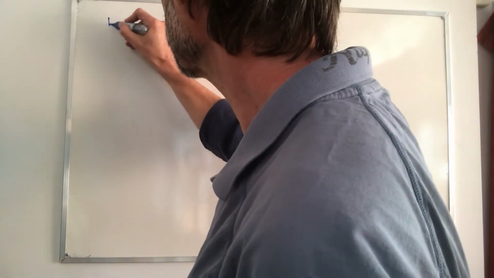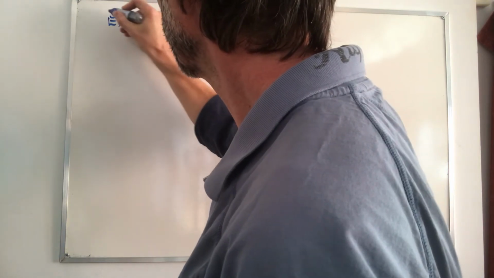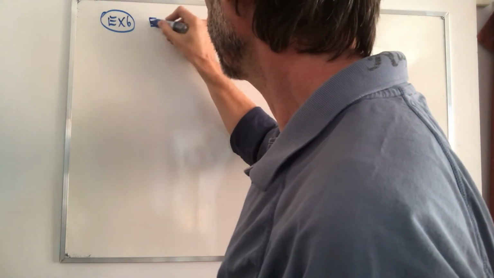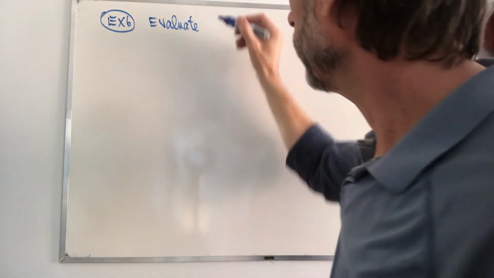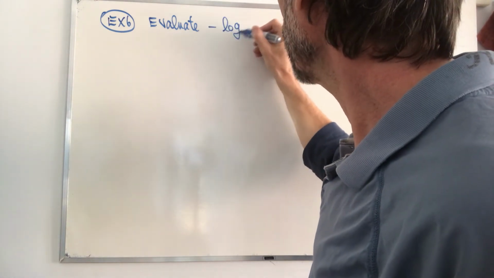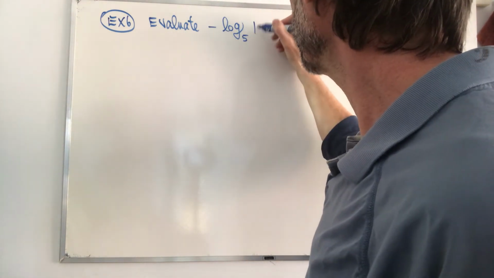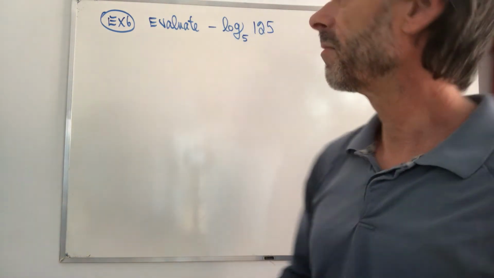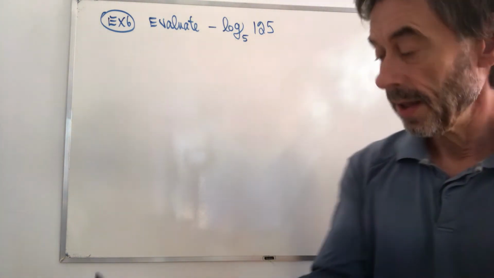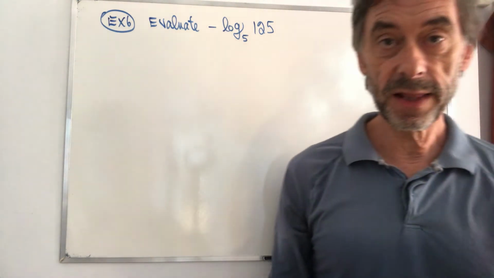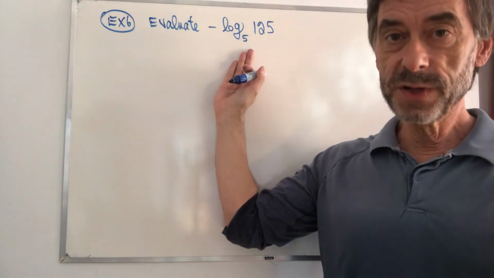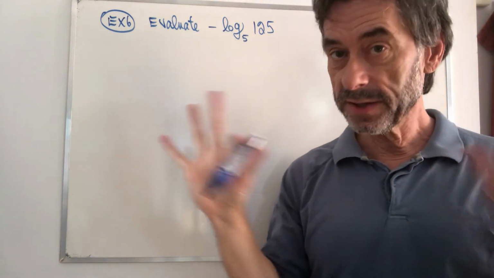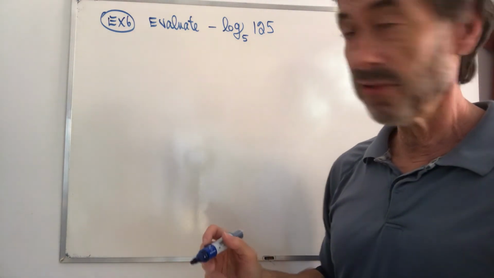All right. So this would be example 6, I guess. Evaluate minus log base 5 of, say, 125. How would we do that? Again, the calculator is useless because it's neither a base 10 nor a base e. So it's not a standard log or an ln, it's a log base 5. The calculator cannot do this for me, at least not straightforwardly.